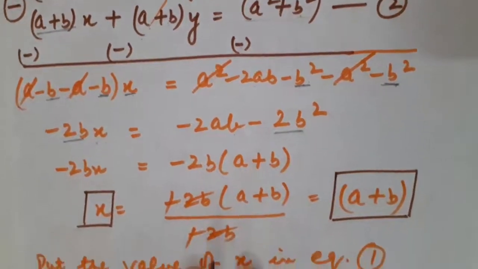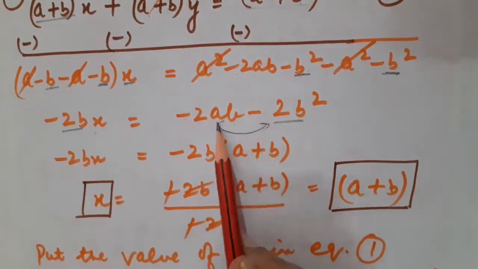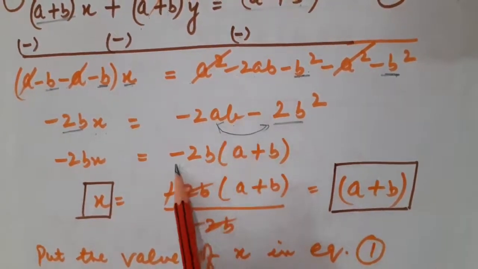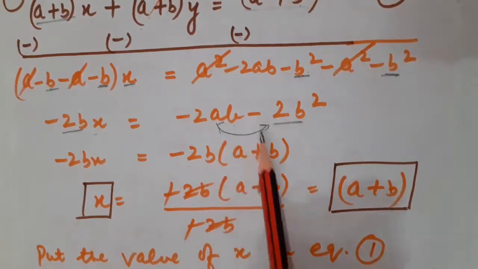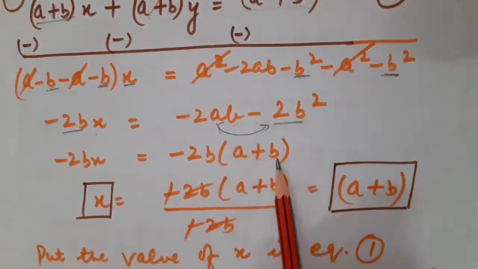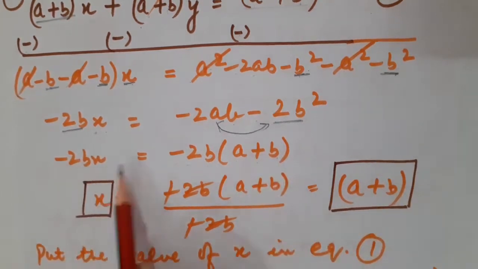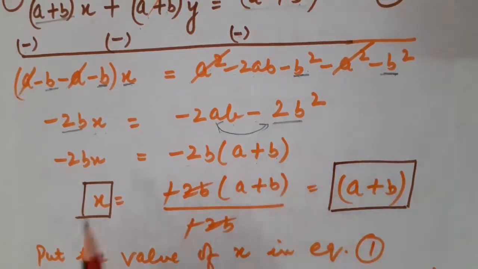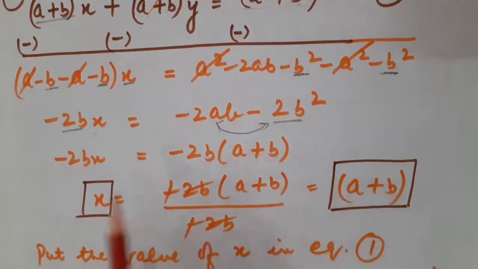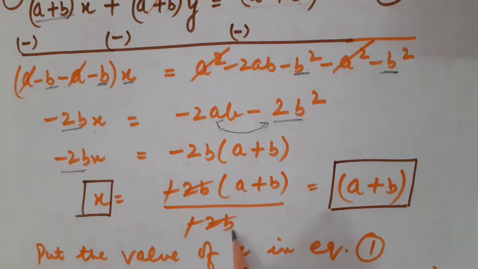Understood, children? Now I am going to take minus 2b as common from both of these terms. Getting? So after taking minus 2b common, I will get a, and here it would become plus b. Clear? So this is minus 2bx is equal to minus 2b into (a plus b). So what is the value of x? x is equal to minus 2b into (a plus b). Here minus 2b is multiplying with x, so it will come on another side.